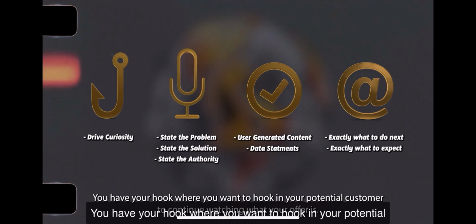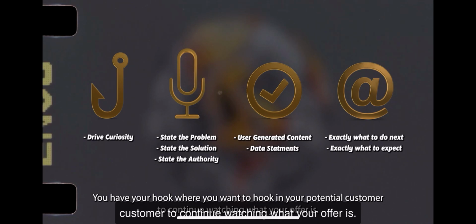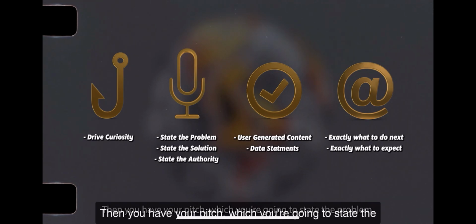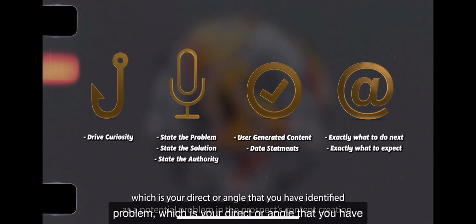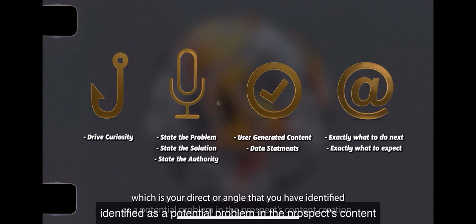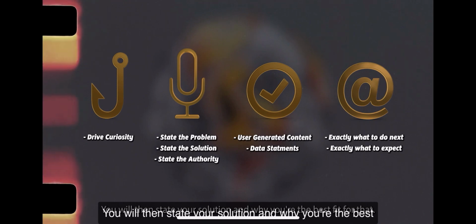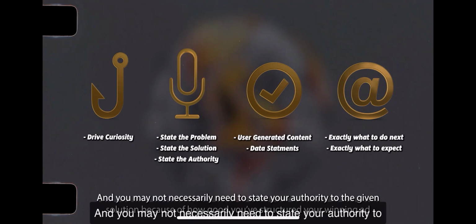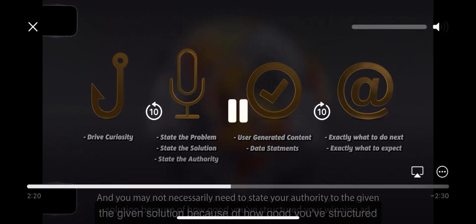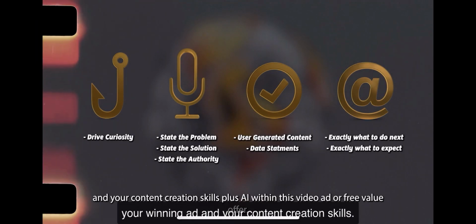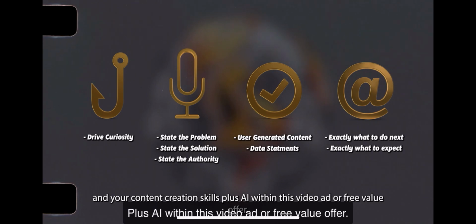You have your hook, where you want to hook in your potential customer to continue watching your offer. Then you have your pitch, where you're going to state the problem, which is the direct angle that you have identified as a potential problem in the prospect's content creation. You will then state your solution and why you're the best fit for that. And you may not necessarily need to state your authority for the given solution because of how good you've structured your winning ad and your content creation skills plus AI within this video ad or free value offer.